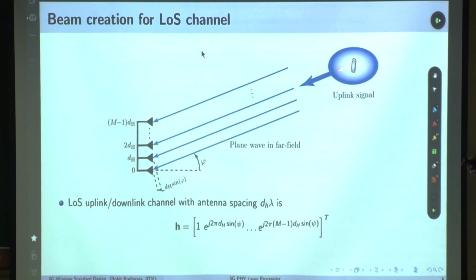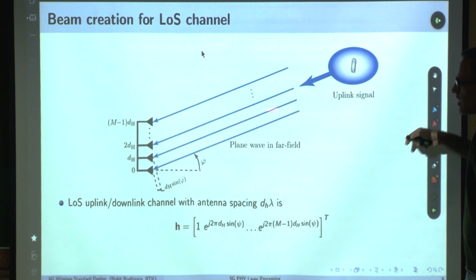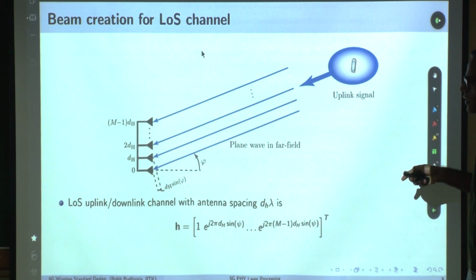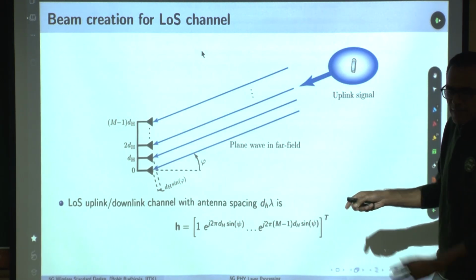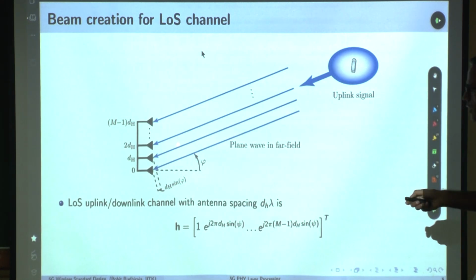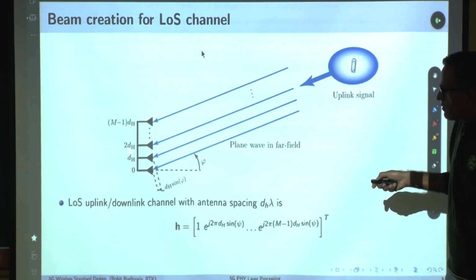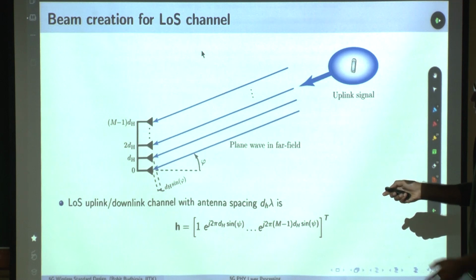What are we saying here? There is this user located in this particular direction. We are looking at the line of sight channel. This is the base station receive antenna. I'm just looking at the uplink, but the same thing is applicable for the downlink also. This is antenna 0, antenna 1, and so on. There are M antennas in the base station.